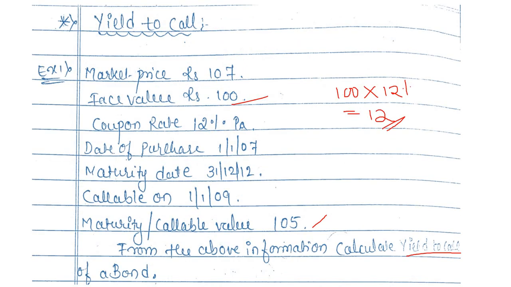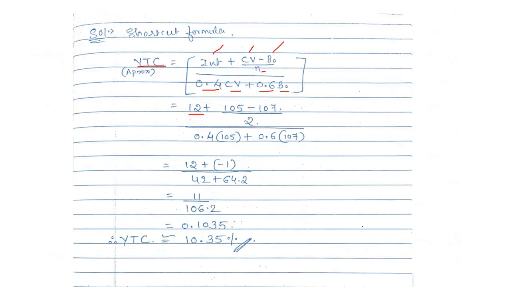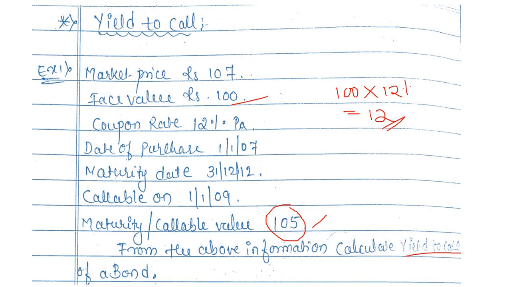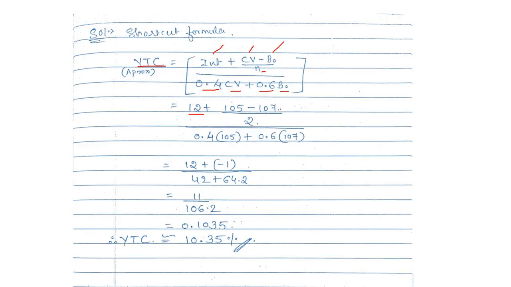What is the callable value? See here, maturity or callable value is 105, so we have to take 105 here. Next, minus what we want? B naught. What is B naught? Market value. See here, the market price is 107, so we take 107. Next, divided by N, which means number of years.